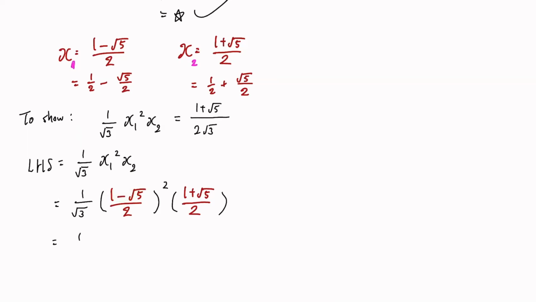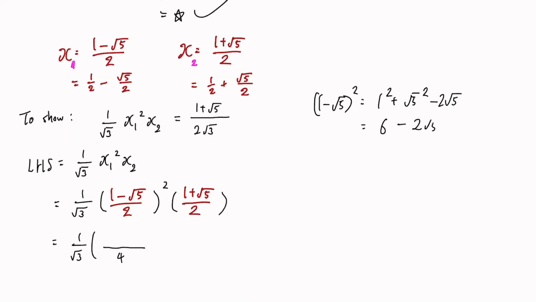Okay, 1 over square root 3, I'll leave it alone first. Then I'll square this. So 2 square, you get a 4. Then 1 minus square root 5, I'll do it at the side. In this case, it's 1 square plus root 5 square plus, sorry, it should be a minus. Minus 2 times 1 times root 5, 2 root 5. Root 5 square is just 5. 1 square is 1. 1 plus 5 is 6. 6 minus 2 root 5.